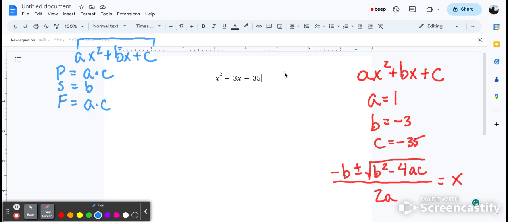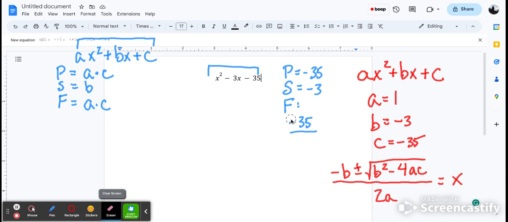So in this particular case, our product would be our a value times our c value, so our product would be -35, right? Because our a is 1 and our c is -35. Our sum is the b term, so our b term is -3. And then we say our factors. So we're looking for the factors of -35. Let's just think of it as 35, just for the conversation purposes. So in that case, my factors are 1 and 35.